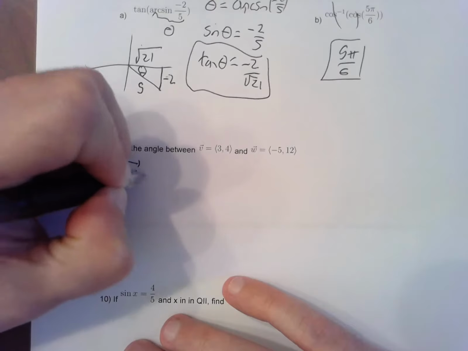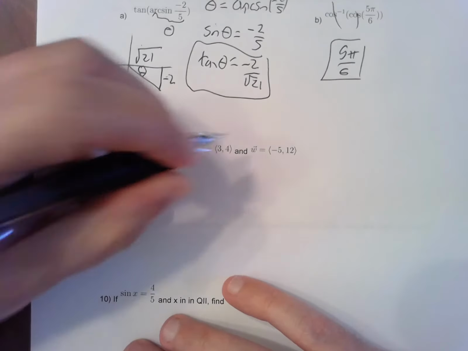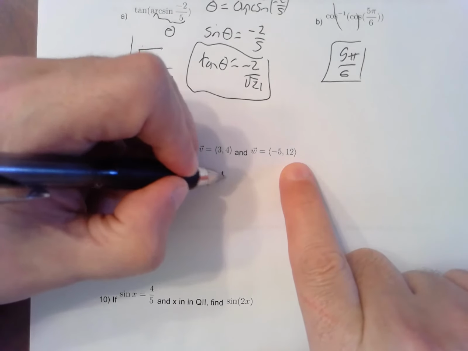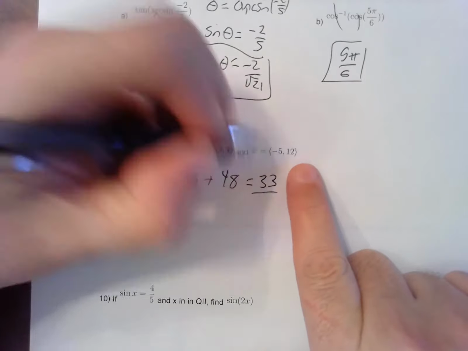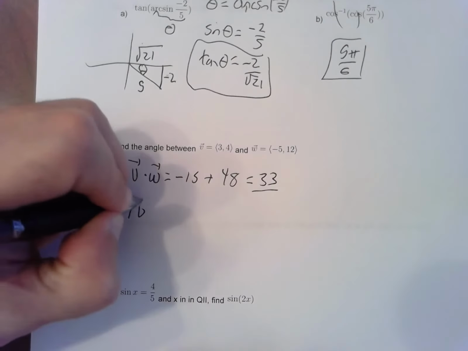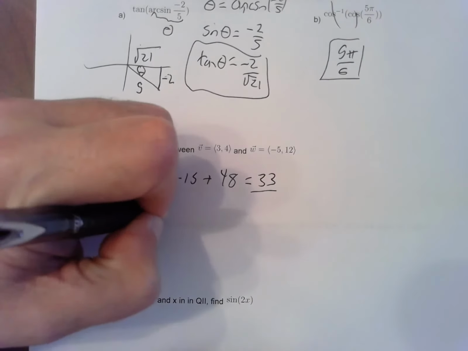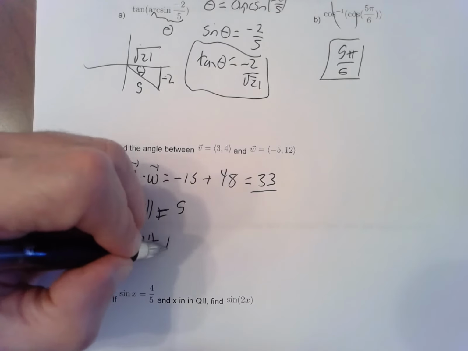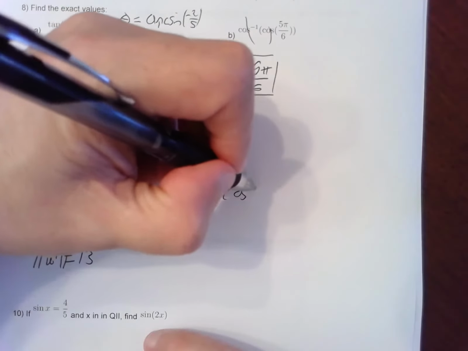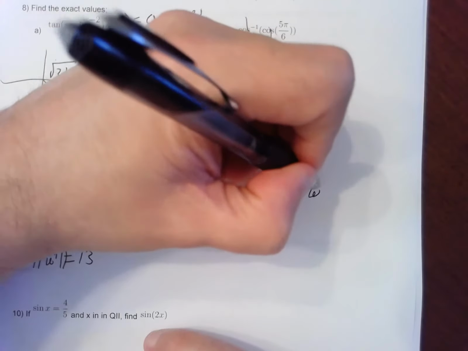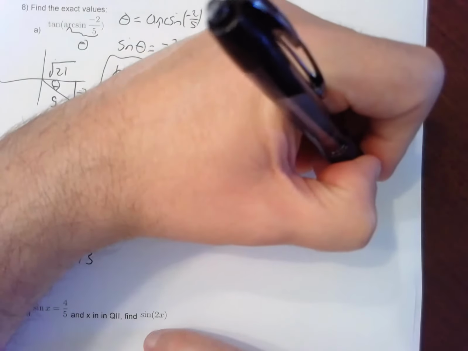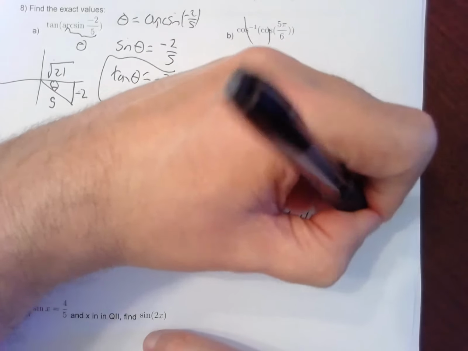Okay, we want the angle between these vectors. We've got to calculate a few things. V dot W would be multiply the x's, multiply the y's, 48. I think that's 33. There's our dot product. Magnitude of V would be 5. Magnitude of W would be 13. So cosine of the angle between them is V dot W divided by the product of the magnitudes. So that's 33 divided by 5 times 13.